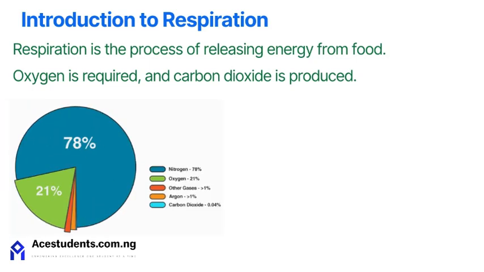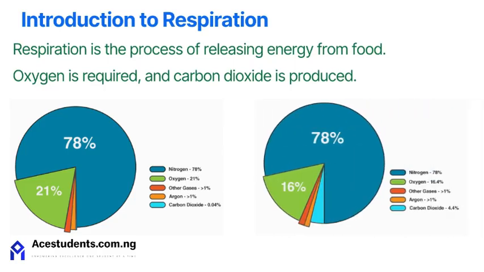Inhaled air has about 21% oxygen, very little carbon dioxide, and 78% nitrogen. Exhaled air has about 16% oxygen, 4% carbon dioxide, and 78% nitrogen. This shows oxygen is taken in, while carbon dioxide is breathed out.